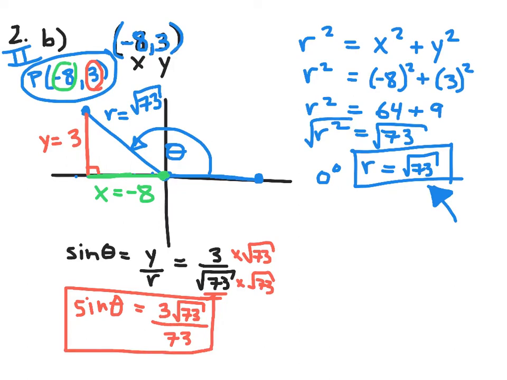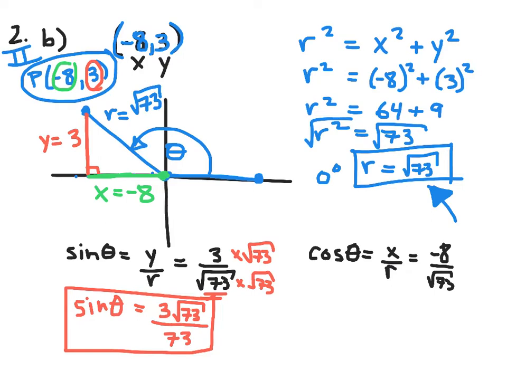Then let's go on to cos. And we know that cos of theta is adjacent over hypotenuse, or we will call it x over r, the appropriate language. And so x in this case is -8 all over r, which is root 73. And so that's the answer for cos.